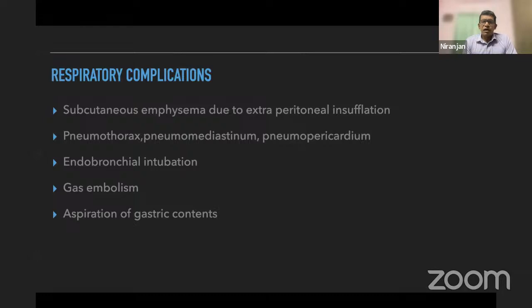desufflate and introduce a central venous line, put the patient in head down and left decubitus position, and start aspiration of the air. So one other common complication is aspiration of gastric contents. This is almost fully preventable, and this is not possible with a cuffed endotracheal tube.